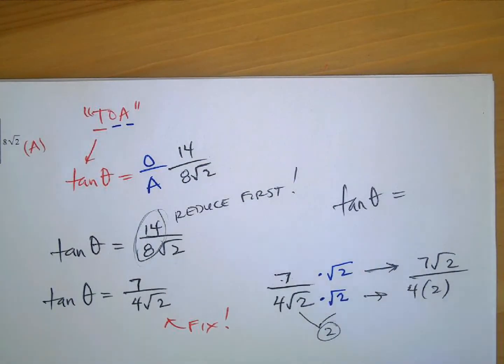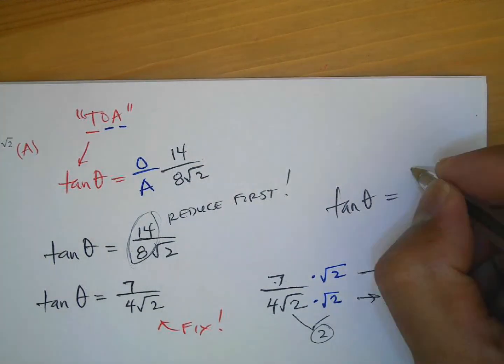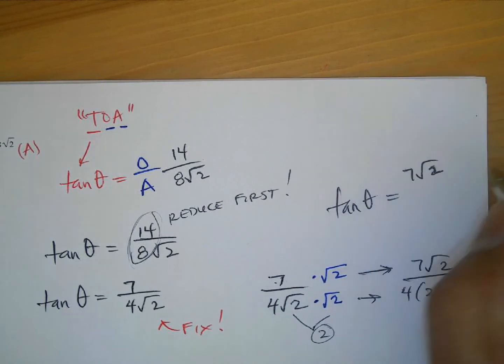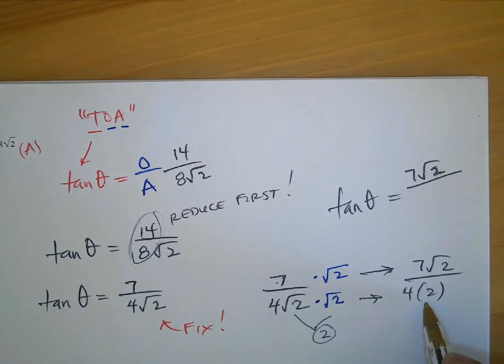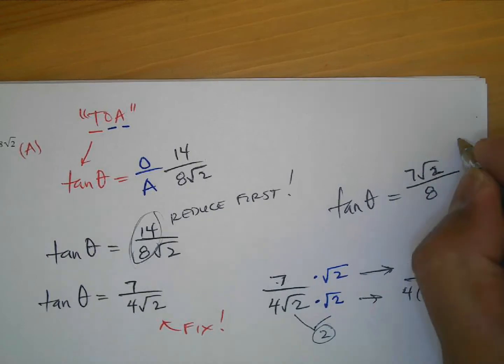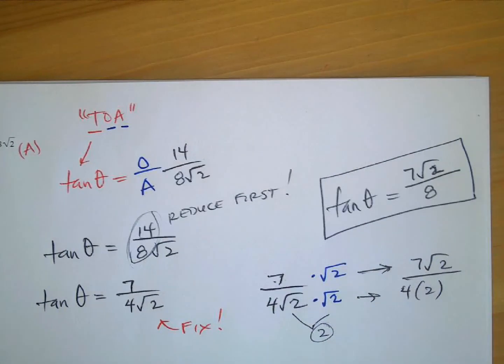Your ratio for tangent is going to be in your numerator, 7 root 2 over, and then 4 times 2 is going to be 8. That's number 4.